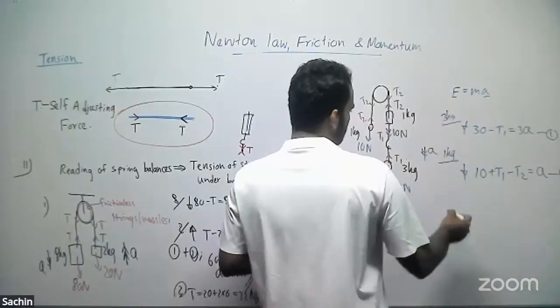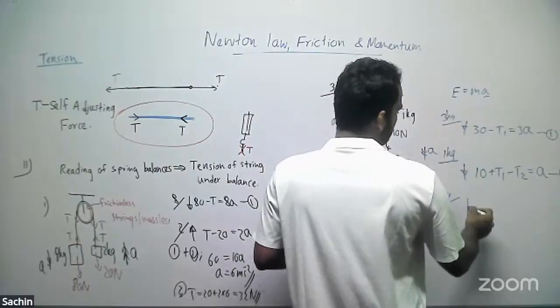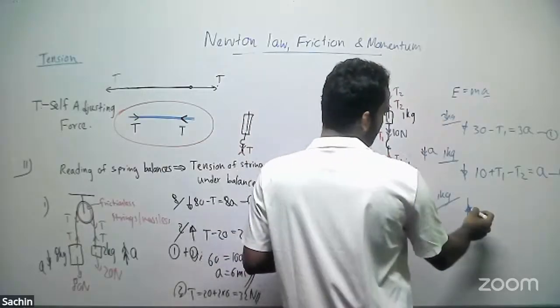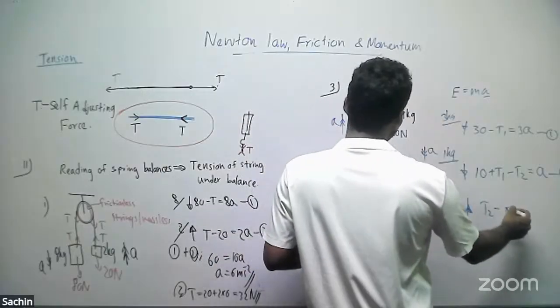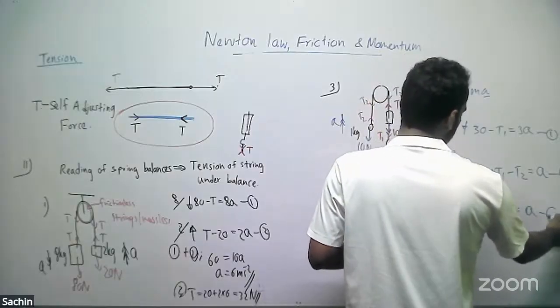Second equation. And for the 1 kilogram here, it is accelerating upwards. So I'm applying the equation upwards. T2 minus 10 is equal to a. Third equation.